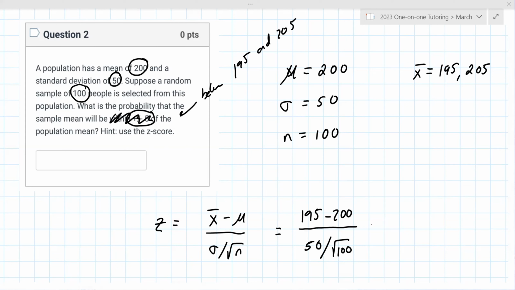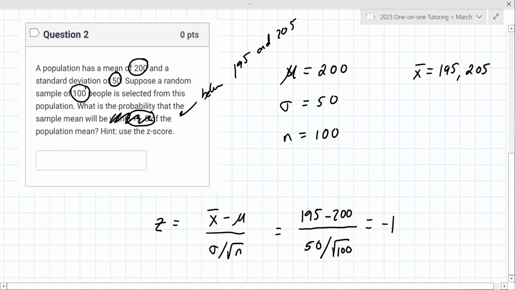So this ends up being a z value of -1. Then there's a second z value: 205 minus 200 over 50 divided by the square root of 100. That equals +1. But I'm concerned here. Is it clear why this is, or do you want more explanation on this?